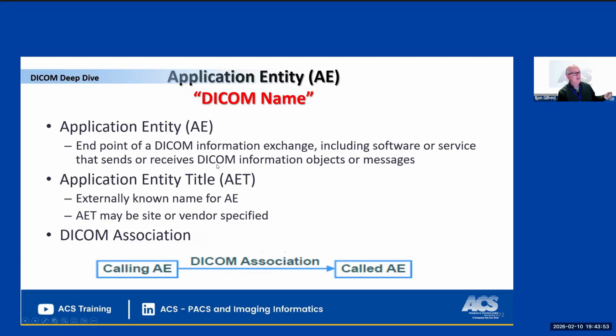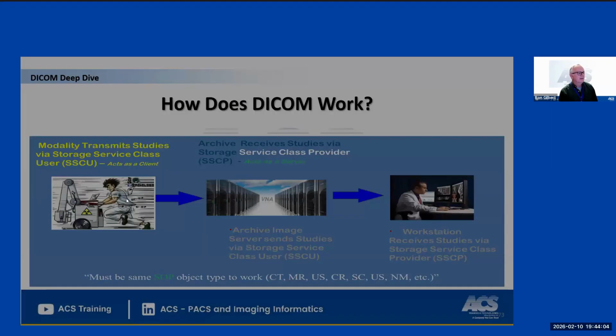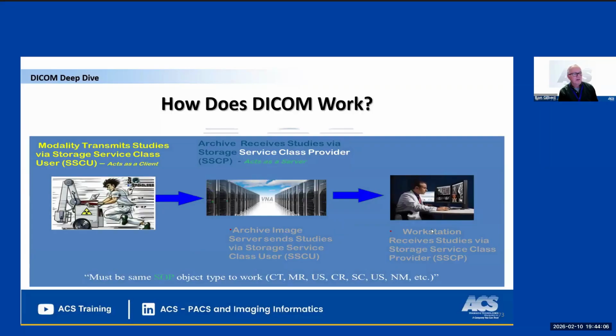Application entity is what we call the thing sending data, and application entity title is the name of that thing. DICOM association is the connection. So we're going to learn how DICOM works, how something sends from one thing to another, and how you can have one vendor for the imaging machine, another for the archive, and the doctor can be using a workstation from someone else. And it all works.